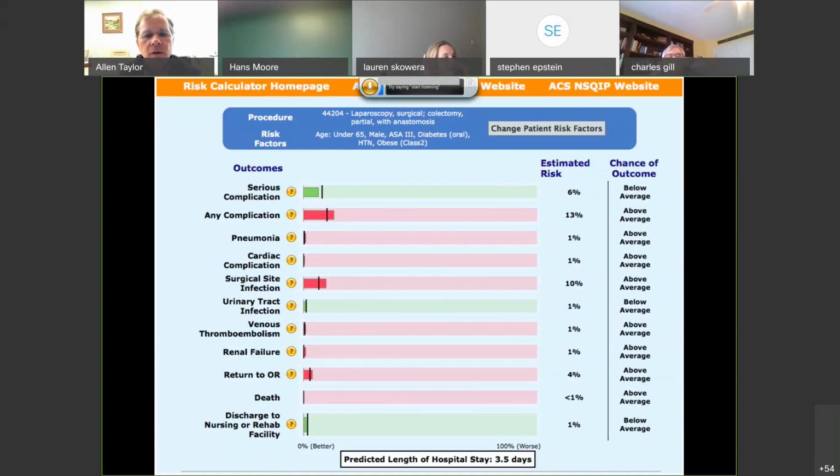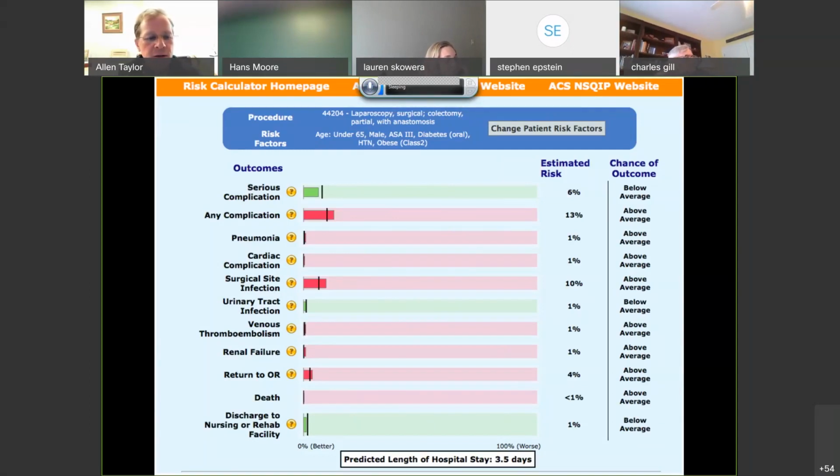And the risk factors are that the patient is under age 65, is male, is ASA 3, has diabetes on oral agents, and has hypertension and is obese. Those are the factors that I put in. A typical middle-aged diabetic patient with hypertension undergoing a fairly common surgery.